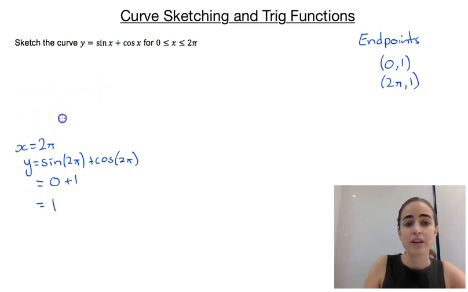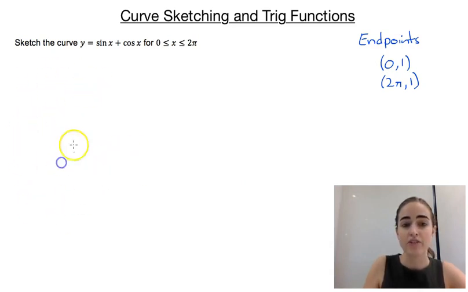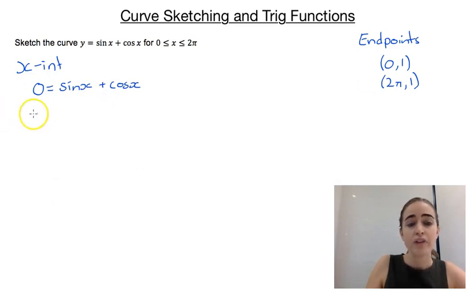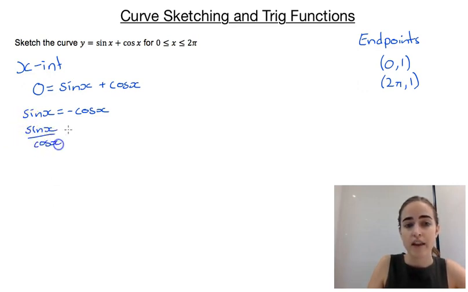The next thing we can do is find our x-intercepts. So to find x-intercepts, we're going to set y equal to 0. So that means we're going to have 0 equals sine x plus cos x. If we rearrange that, we can write it as sine x equals minus cos x, which doesn't look like it's helping us just yet. But if we divide both sides by cos x, we're going to have sine x over cos x equals minus 1. And sine x over cos x is actually tan x. So tan x equals minus 1.